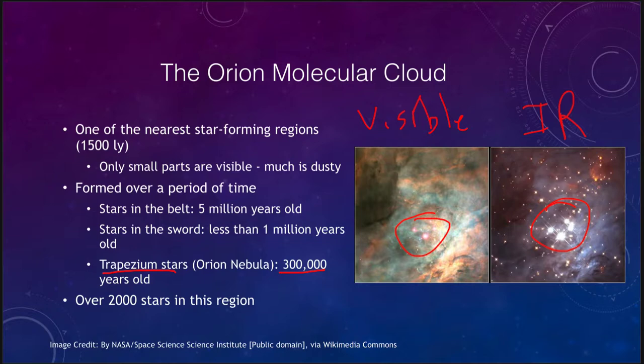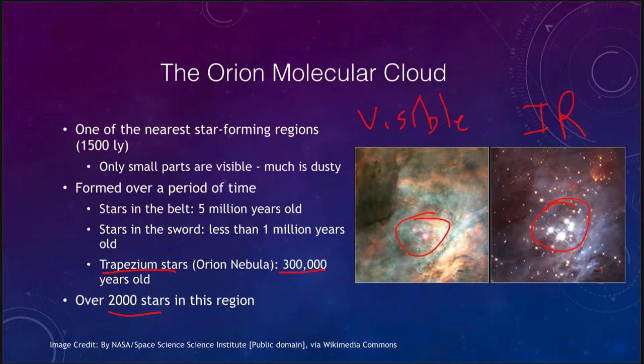So these are some of the most massive and hottest stars that we can see. But overall, we do see over 2,000 stars in this Orion region. So it's not forming just these very bright stars that we see, but lots of others.